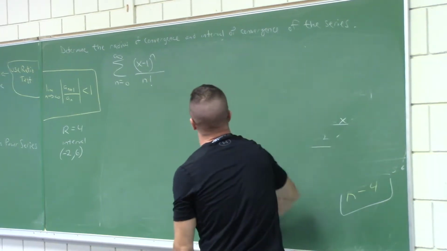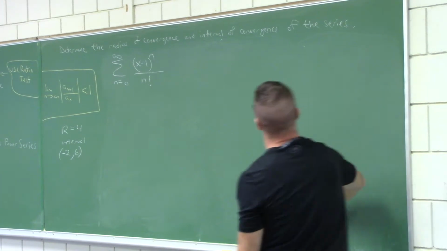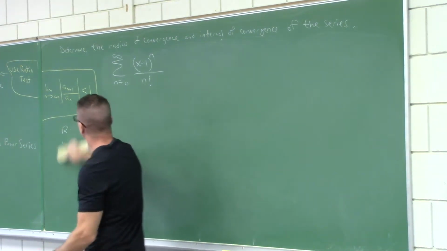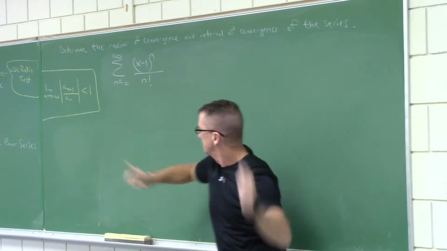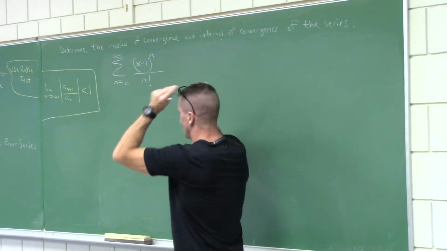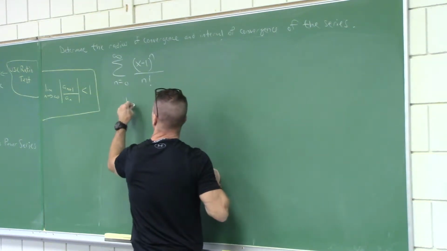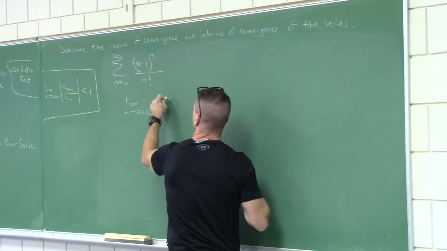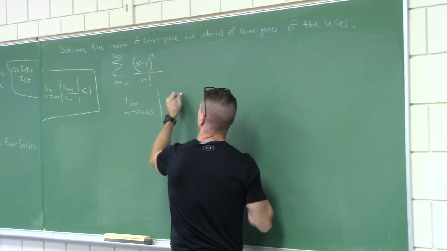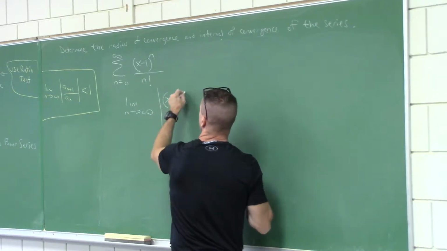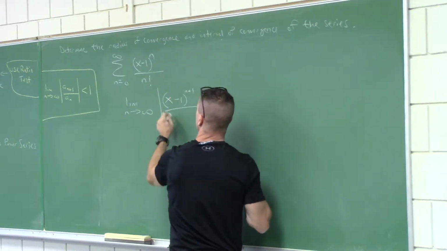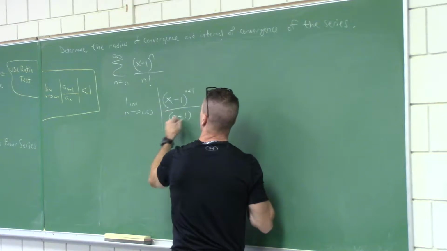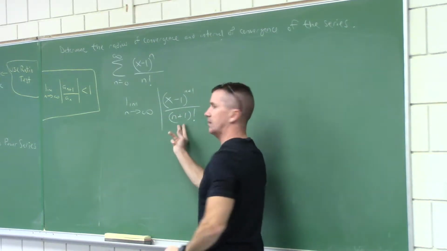Everyone determine the radius of convergence. What test are we doing? Ratio test. You ready to roll this? Boom, boom, down goes infinity. What's that become? X minus 1 to the n plus 1 all over n plus 1 with a factorial. I don't care how I wrote that.